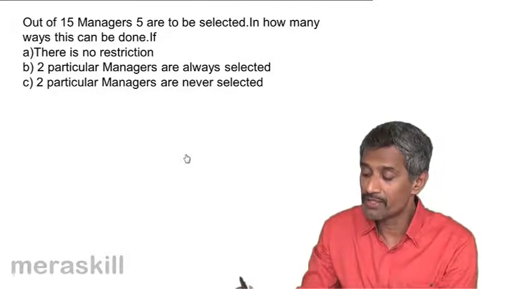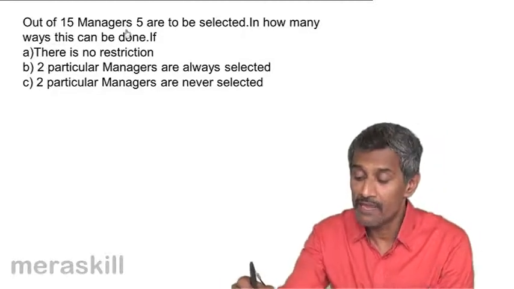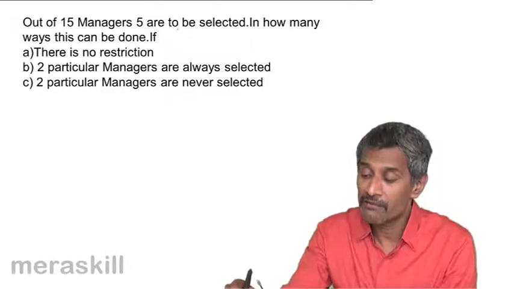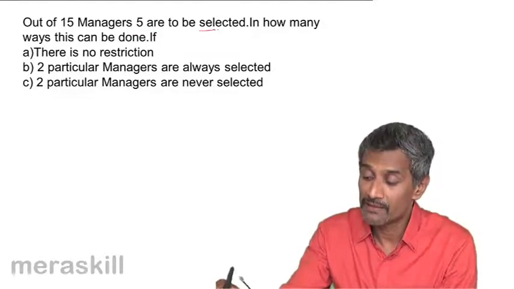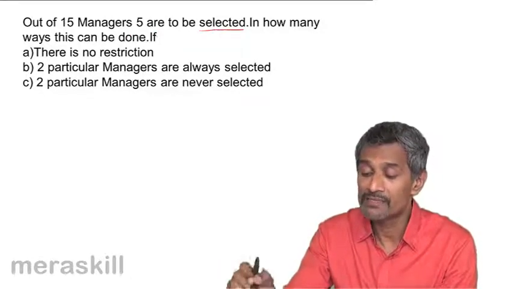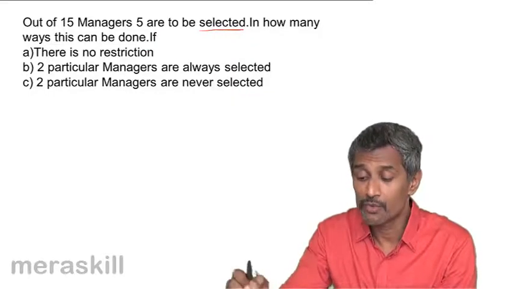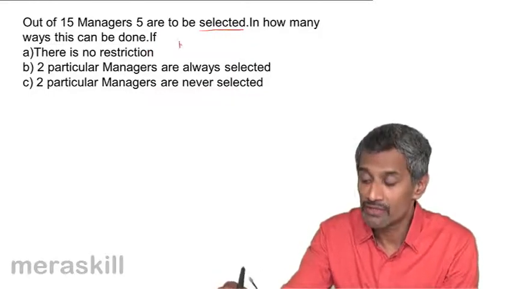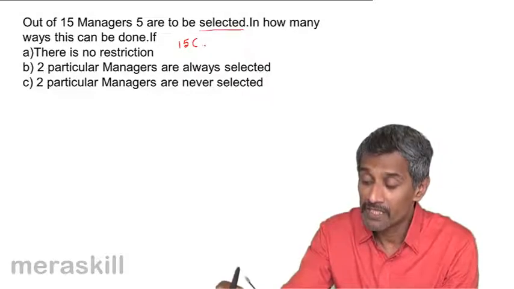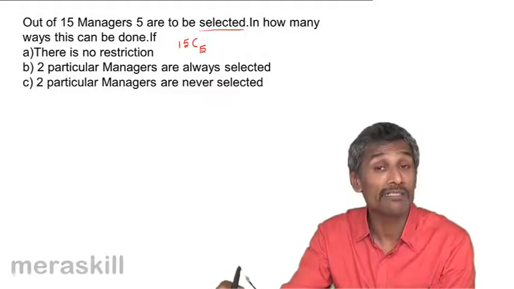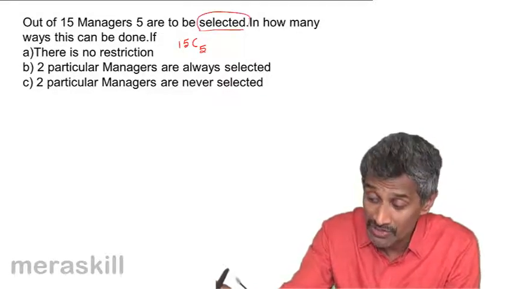So we have a situation wherein, let's read this, out of 15 managers, 5 are to be selected. In how many ways can this be done if there is no restriction? If there is no restriction, we have 15C5, since 5 of them have to be selected. This is selection. Using the word selection, there is no arrangement.